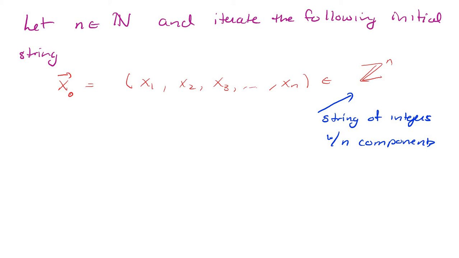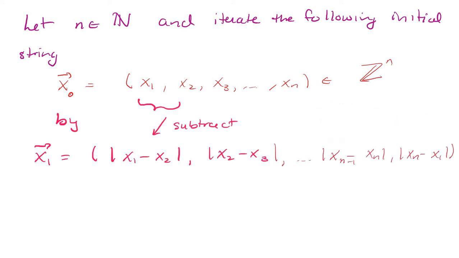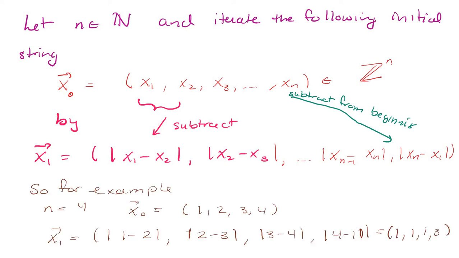You take a string of integers of length n, so I have Z to the n, which means that every component is an integer, and then you iterate it by taking x1 minus x2 and then the absolute value. So the next thing is going to be a positive integer, all of these guys. Until you get to the very last one, because you have xn and nothing to the right of xn, so you wrap it around and start back with x1. So you subtract from the beginning. So for example, if I have 1, 2, 3, 4, my next iterate would be 1, 1, 1, 3 by just applying that rule. Now, if you keep going, the question is, what happens if you keep going?